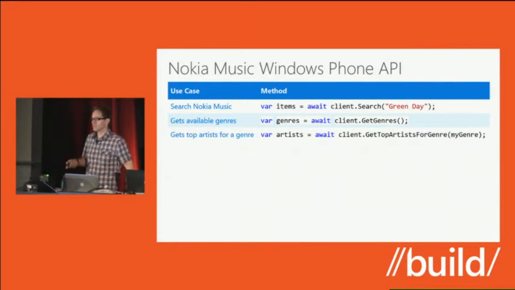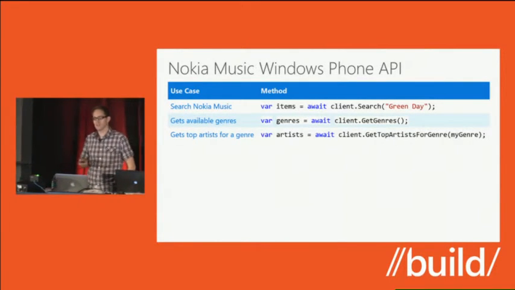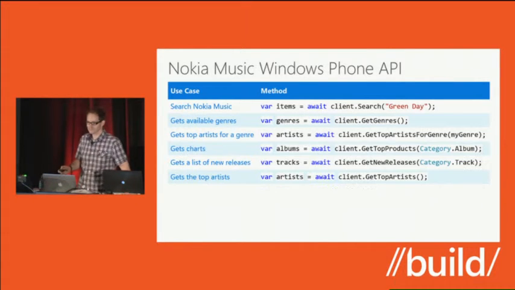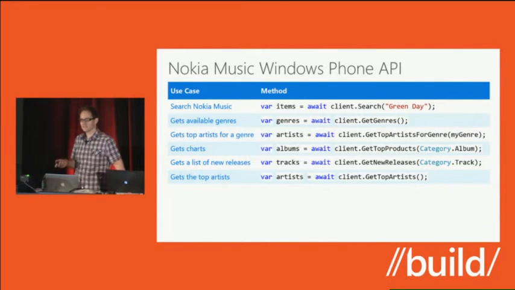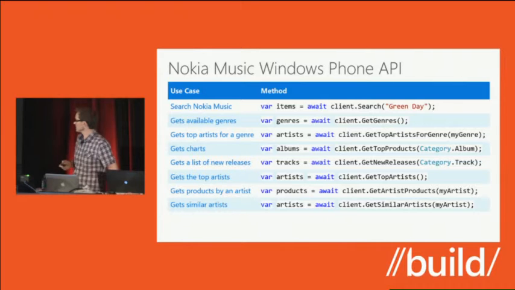Once you've got hold of a genre, you can go and get a chart of the top artists per genre. And speaking of charts, you can go and get just the overall album download charts, for example. You can get new releases. And so, for example, in your app, you could have a weekly new release feature where you showed the new albums that have come out this week. The top artists I've just talked about in the previous slide.